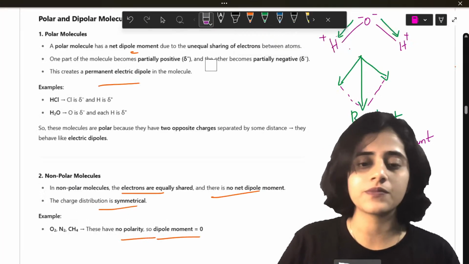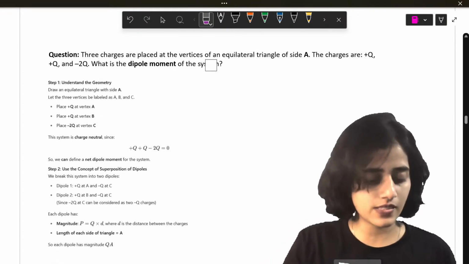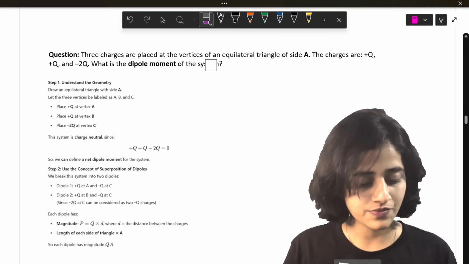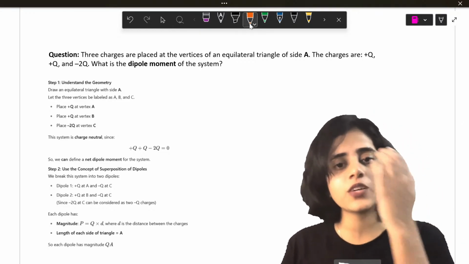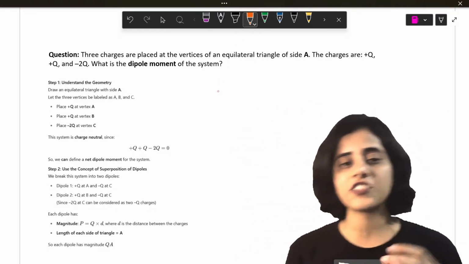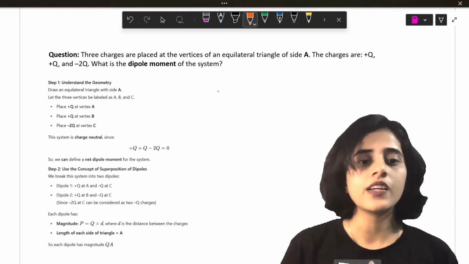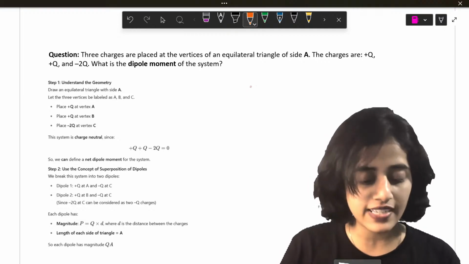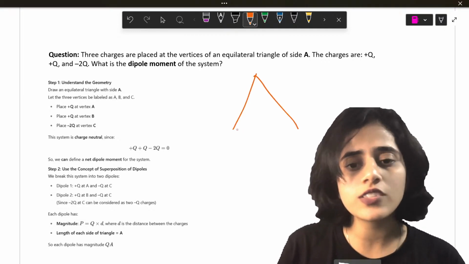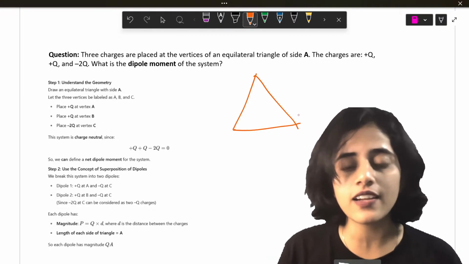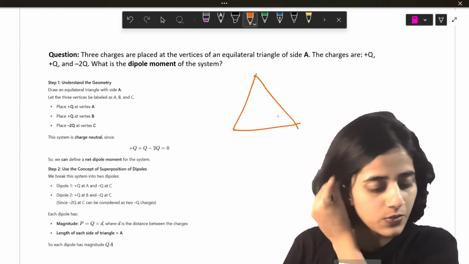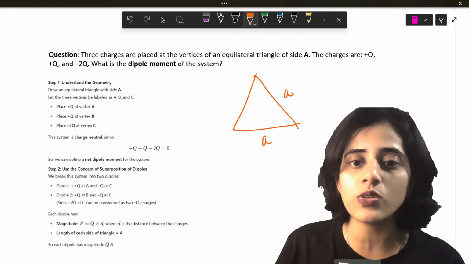Now let's move on to a question based on what we just learned. Three charges are placed at the vertices of an equilateral triangle of side a. Let's just draw a triangle. This is an equilateral triangle. It has a side a. We'll put it as small a because we're using small a throughout.